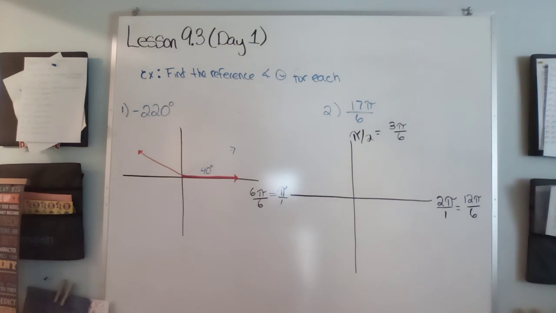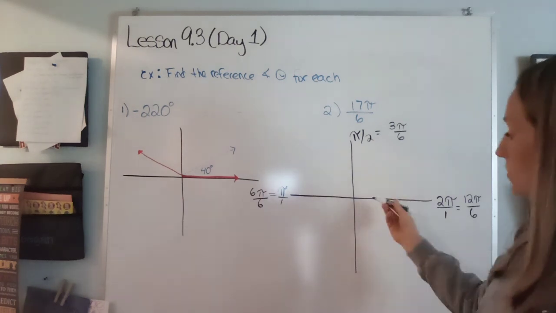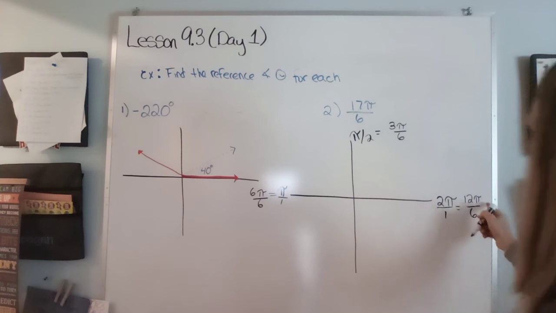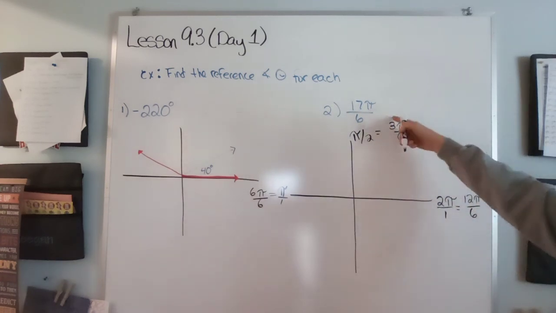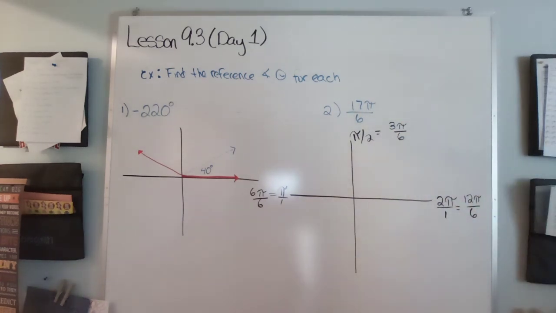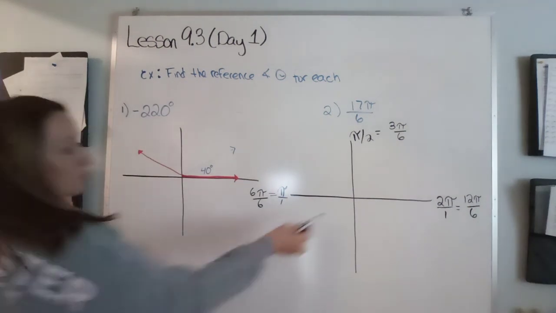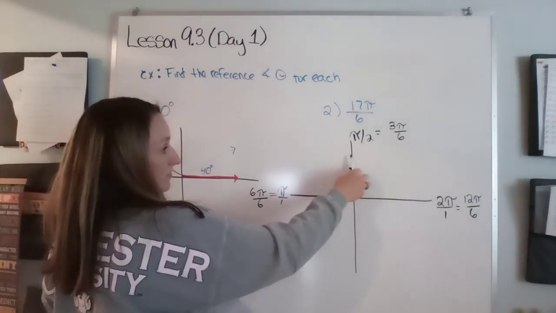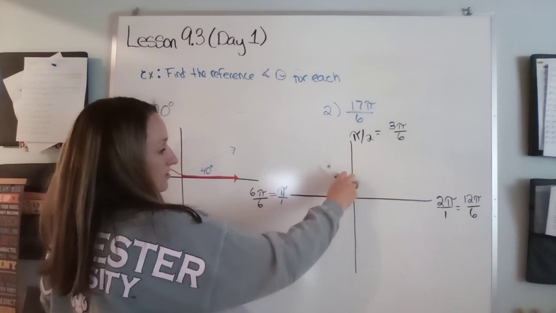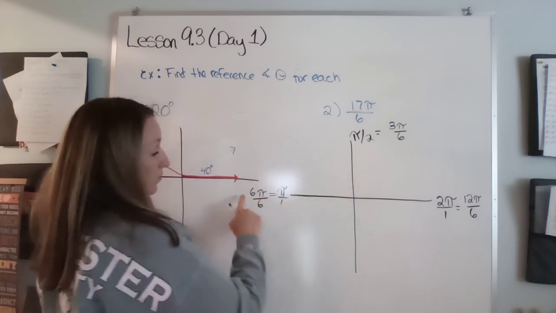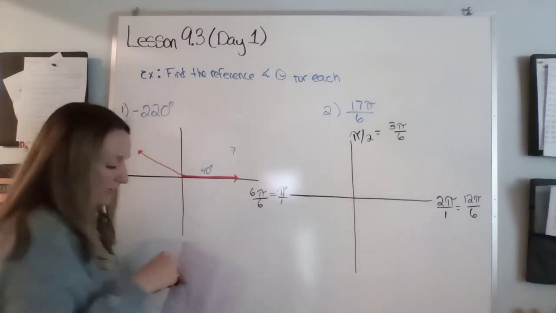Okay. So if I rotate one full circle, that's going to be 12 pi over 6. But I want 17 pi over 6. So how many more pi over 6s do I have to go? All right, well, what's the difference between 17 and 12? 5 more, right? So you have to figure out where you would land. Well, here's another 3 pi over 6, and here's another 6 pi over 6. I don't want 6 pi over 6. I wanted 5 pi over 6.